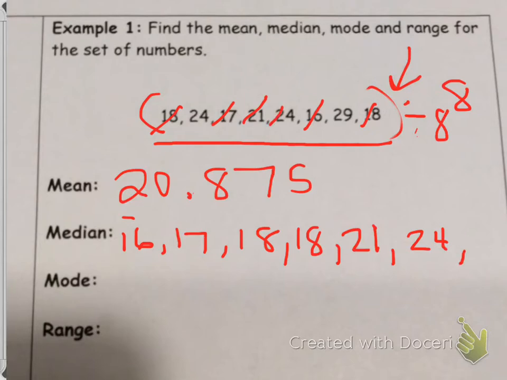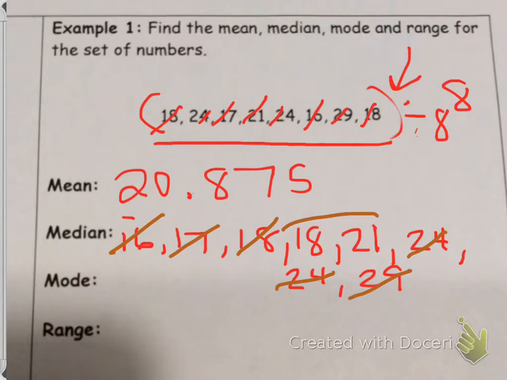And another 24. And a 29. Okay. So what we have to do now is find the middle number. So I like to just cross off. I'm like, okay, that first one and that last one is not the middle number. That first one and that last one is not the middle number. First one and last one is not the middle number.